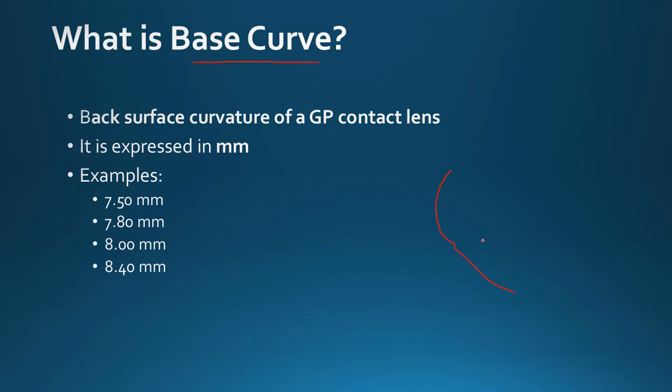Suppose this is your eye and you put a GP lens on the eye. So this is the front surface of the GP lens, this is the back surface of the GP lens. This surface of the GP lens basically lies on the cornea. So the curvature of this posterior surface or back surface of the GP lens is known as base curve. It is expressed as radius of curvature in millimeter units. For example, we can say the base curve of a contact lens is 7.5 millimeter, 8 millimeter, 7.8 millimeter, or 8.4 millimeters.